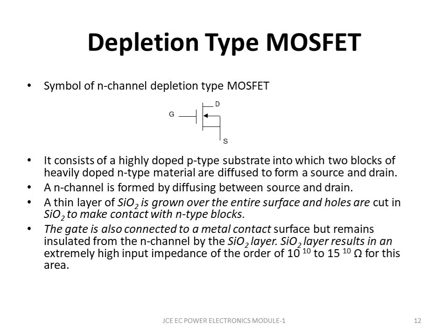The gate is also connected to a metal contact surface but remains insulated from the N channel by the silicon dioxide layer. So this SiO2 forms the barrier, and it results in an extremely high input impedance of the order of 10 to the power of 10 to 15 ohms for this area. So this is how your depletion type MOSFET is made. We don't have to look so much into detail, but you should be aware how it has been made.